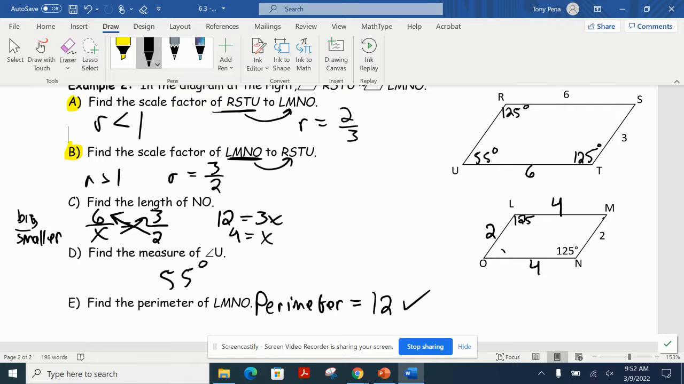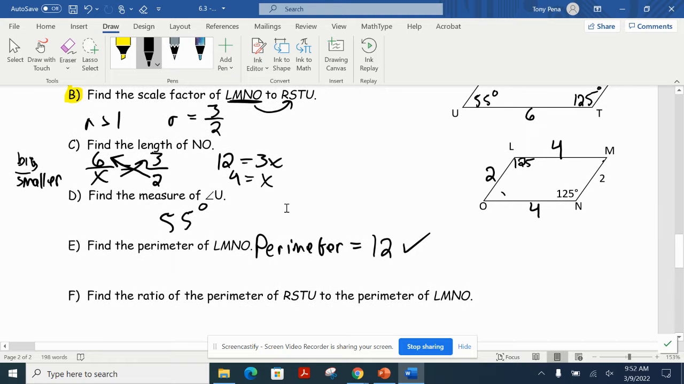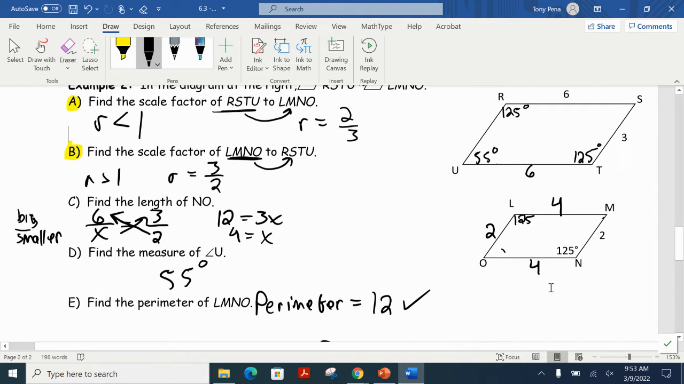Okay? What I want you to then do in letter F, find the ratio of the perimeter of RSTU to the perimeter of LMNO. Well, we already know the perimeter of LMNO, right? That is a 12. So the missing piece of information for us right now is the perimeter of the bigger shape. So real quick, find the perimeter of the big one.